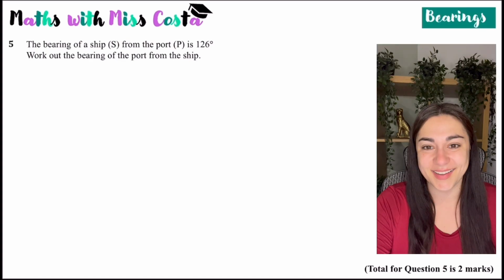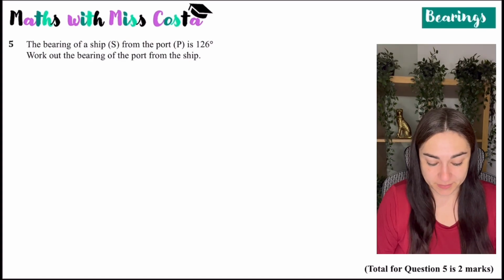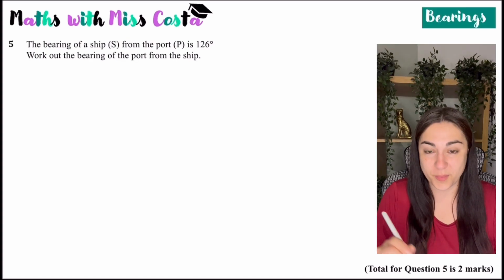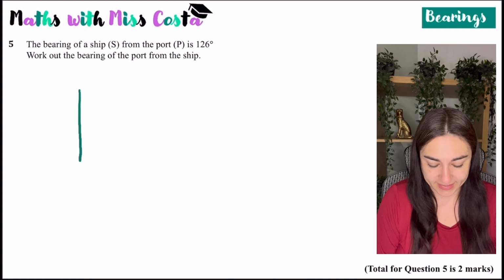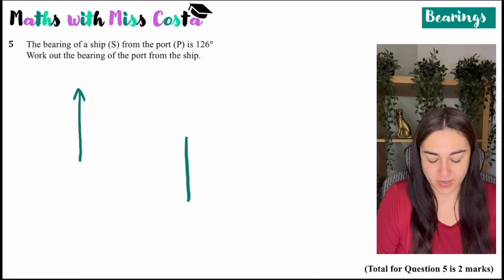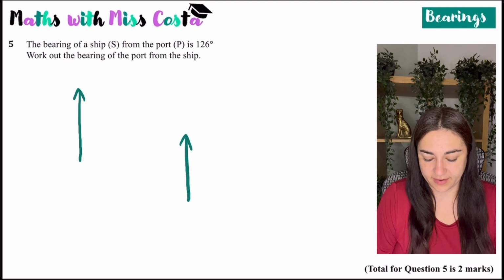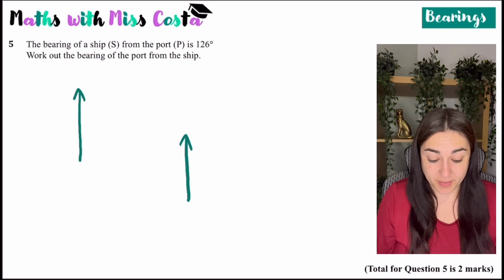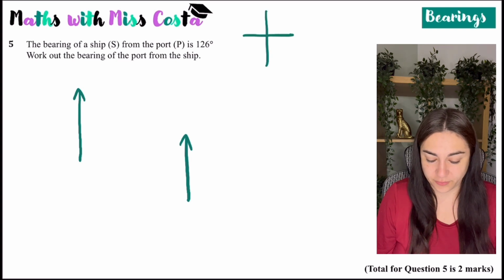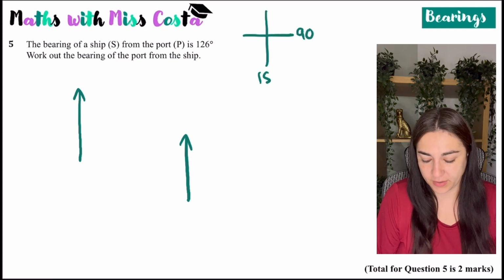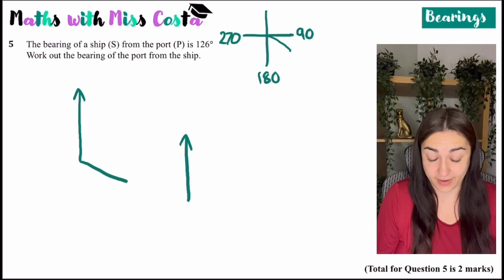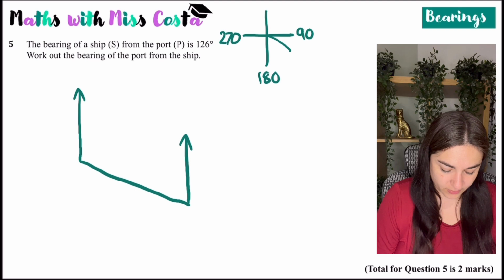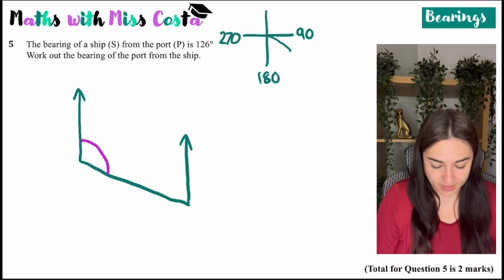So here I've got a bearings question. I'm told that the bearing of a ship from the port is 126 degrees. So let's try and draw a diagram. With bearings, you're always going to get parallel lines because you always start your bearings from due north. So the bearing of a ship from the port is 126 degrees. And if you just think about your angles in general, so you know that's 90, 180, 270, you know 126 is going to be roughly like that. So we can draw a bearing that looks roughly like that.